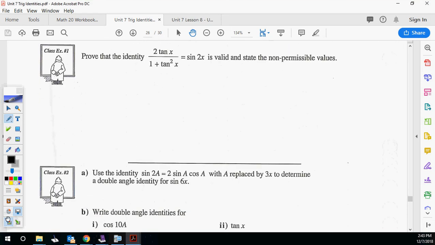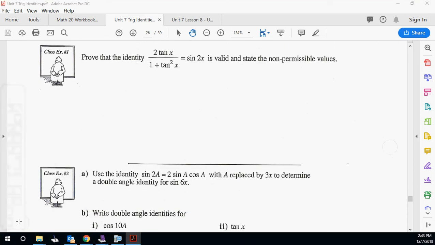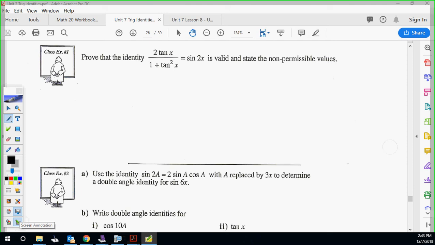All right, let's look at this one. Prove 2 tan x over 1 plus tan squared x equals sine 2x is valid and state the non-permissible values. Sweet. So this is just like we started class. Left side equals right side. Okay, so what is 1 plus tan squared x? When you see anything 1 plus and you see squares, you immediately should look at your Pythagorean identities. Okay, good. It's secant. So secant squared.